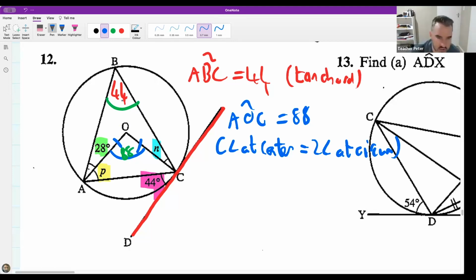I don't think this one over here, I'm not sure if I can explain perfectly, but this one has to be double the size of this one because of the angle at center is always twice the angle at circumference.